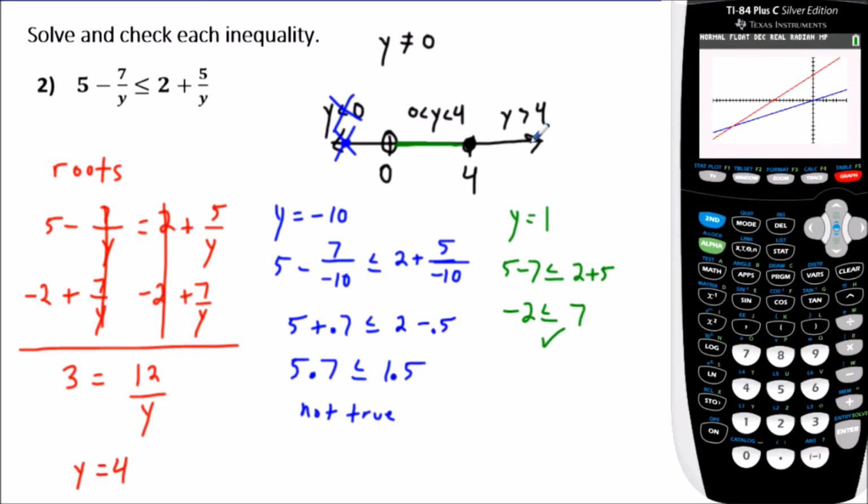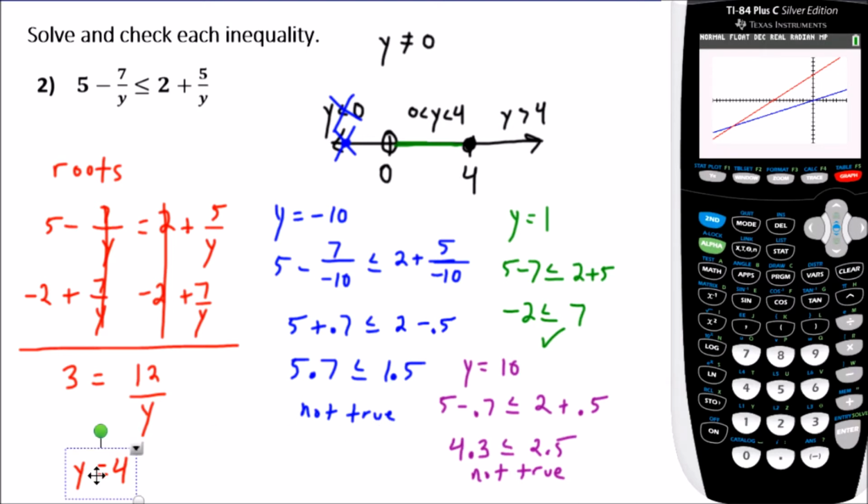So the last interval to check is y greater than 4, and we could use y equals 10, so that way we could write it in decimal form. And now here we got 5 minus 7 over 10, which is 0.7. And then is that less than or equal to 2 plus 5 over 10, which is 0.5? And if we do the subtraction here, you get 4.3 is less than or equal to 2.5, which is another statement that's not true. Just in case this isn't visible for you, I'll just drag this up. So since this is not true, this interval is out of the mix.